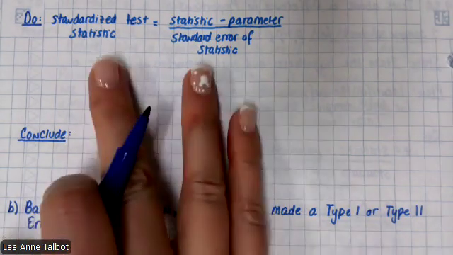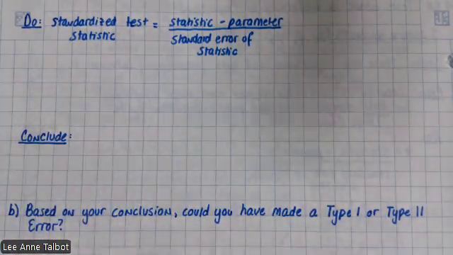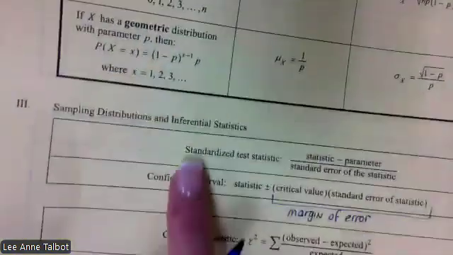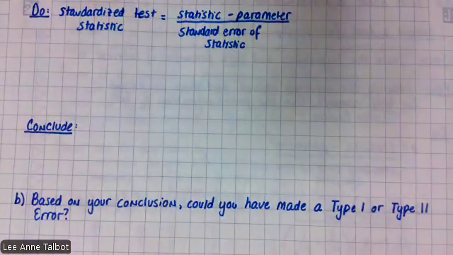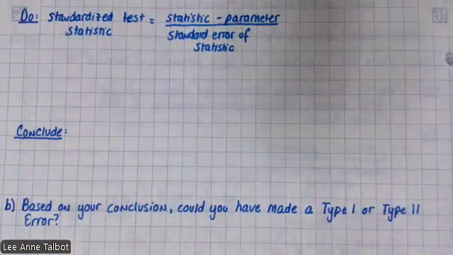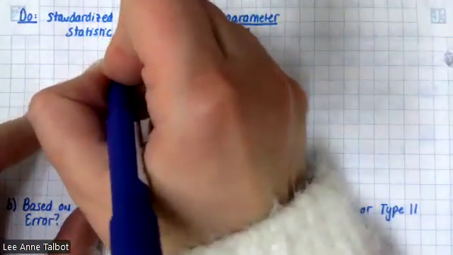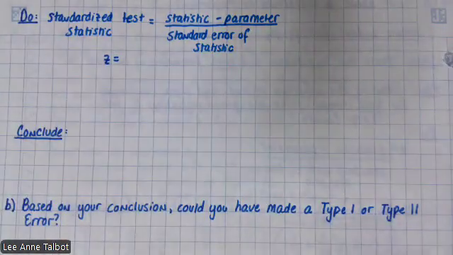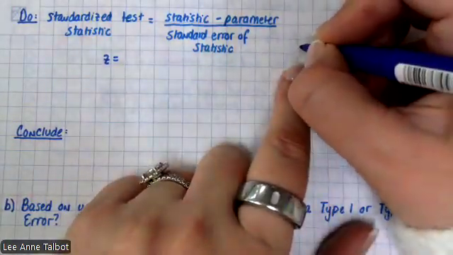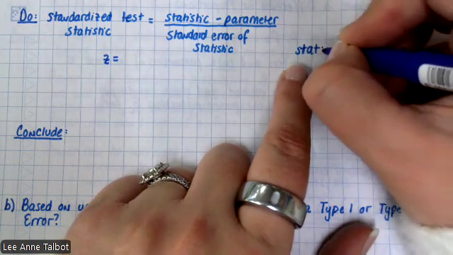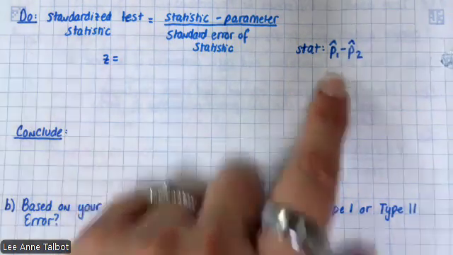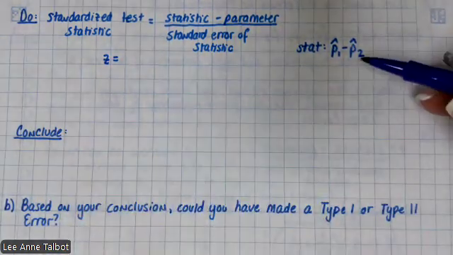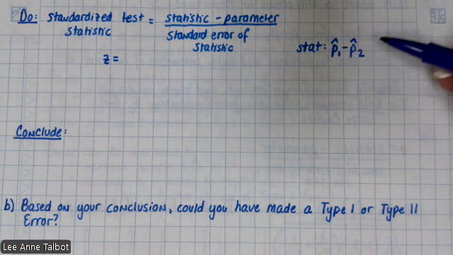Okay, so this part right here, I just got straight off of the yellow sheet. Standardized test statistic equals statistic minus parameter over standard error of the statistic. Now we need to figure out what we need for this problem. The standardized test statistic is Z because that's what we're working with. The statistic, I'm going to say stat, is p hat 1 minus p hat 2. So what you do is you take the parameter from the null hypothesis and you just put hats on it.